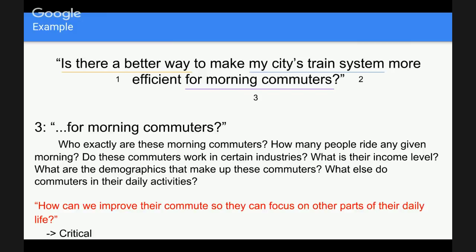Now, isn't this pretty? I think this is a pretty critical question to help us frame our research and frame our solution, because we don't just want to improve their commute by 15 minutes or an hour. We want to improve their lives. And this is how we can start framing and start researching these types of critical questions.